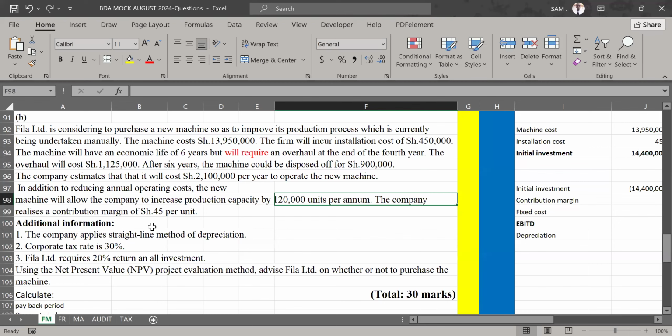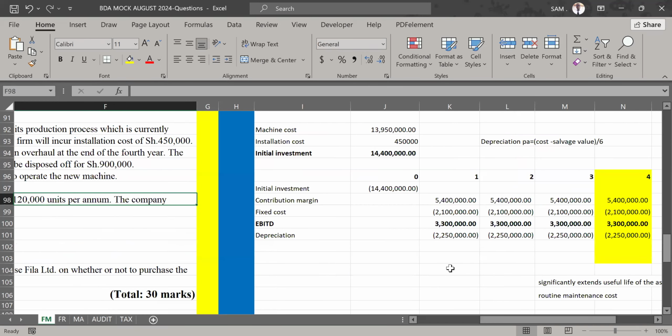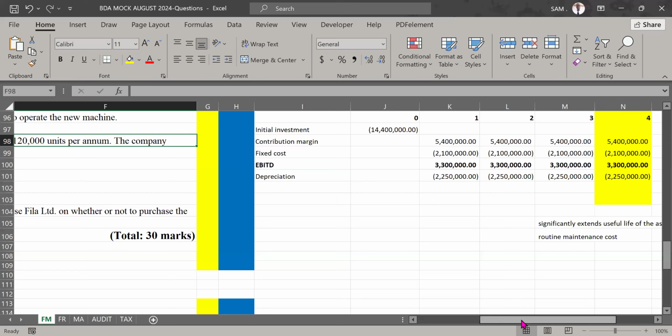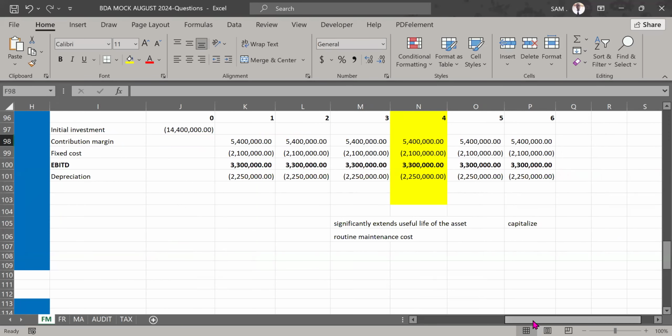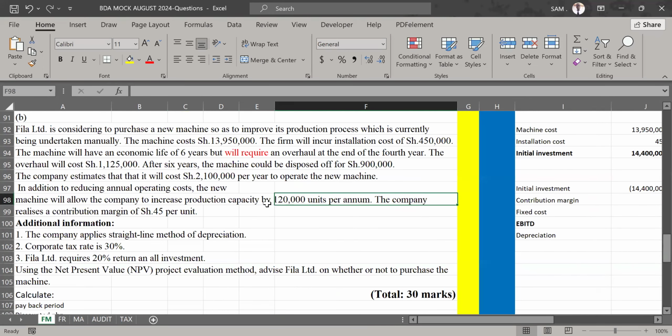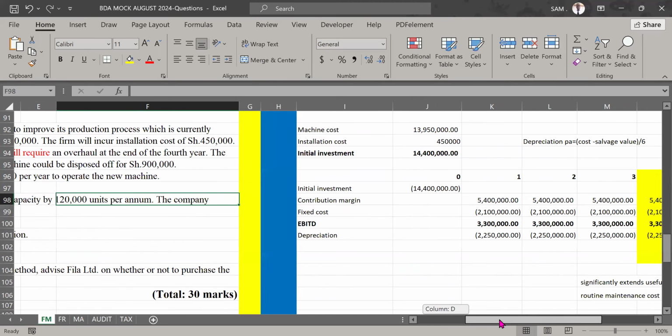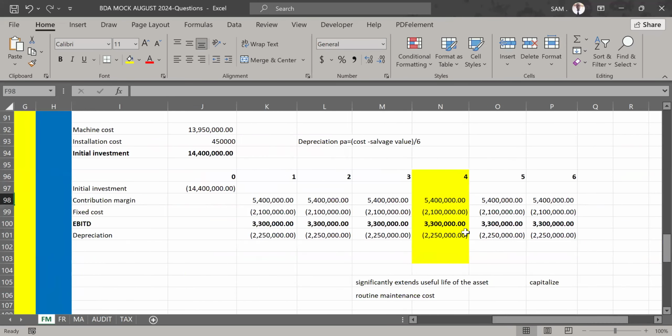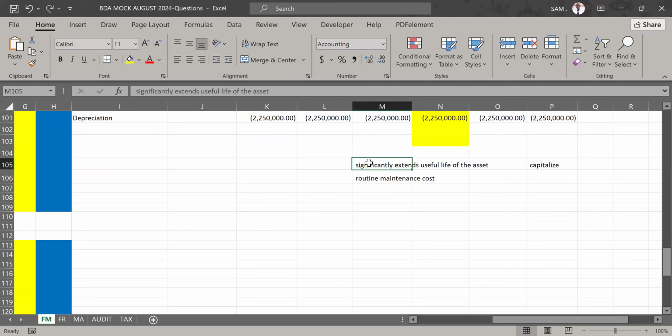That word is very important. Will require. Will require. That means what? It is an important aspect to ensure that the machine runs to the end of the 6 years. Meaning what? It will significantly play a role to ensure that the expected useful life of the machine is achieved. It will require, meaning what? If you do not bring the aspect of overhaul of this machine at the end of the 4 years, it might not run to capacity to the end of the expected useful life.